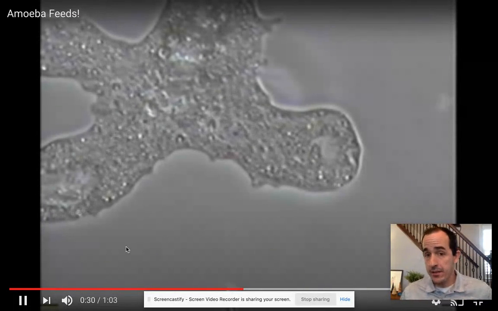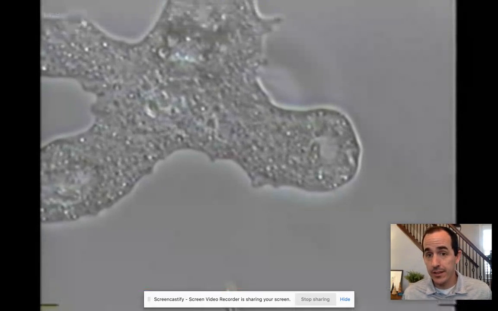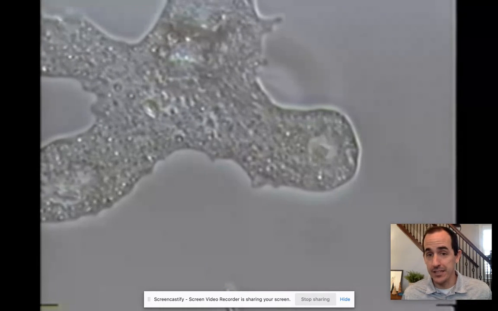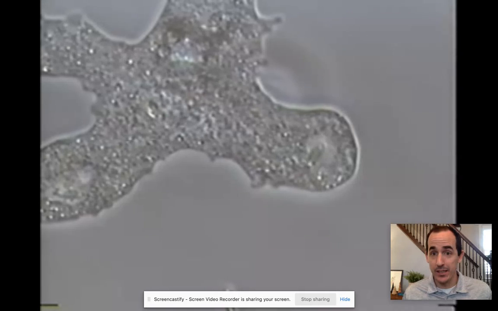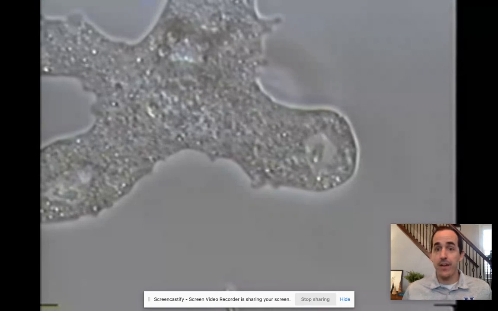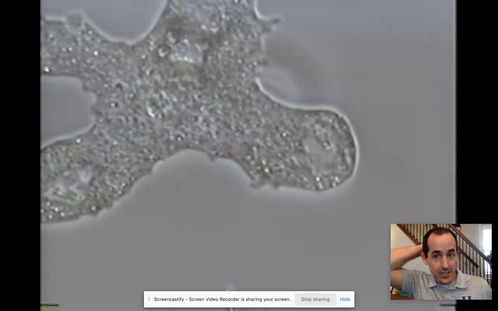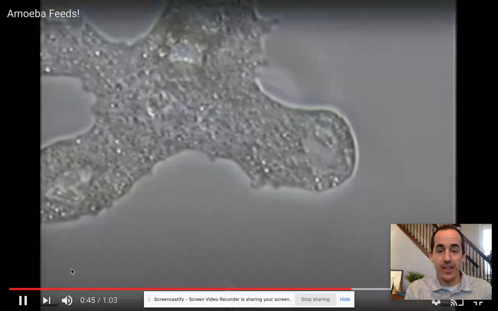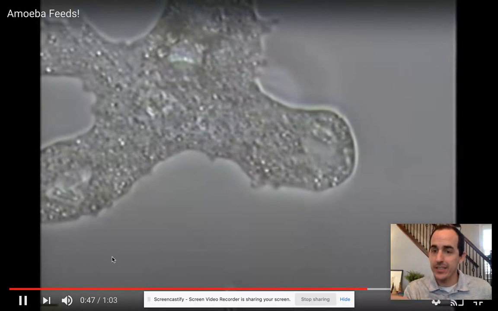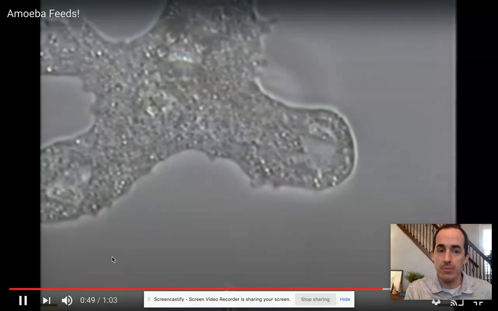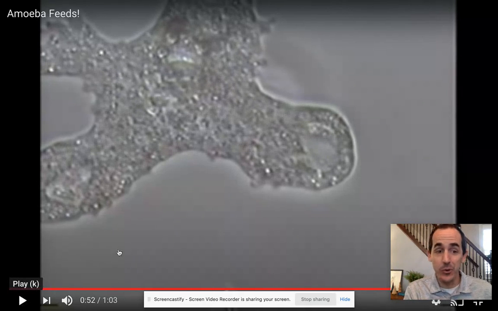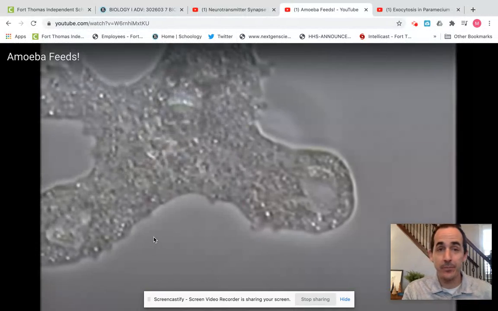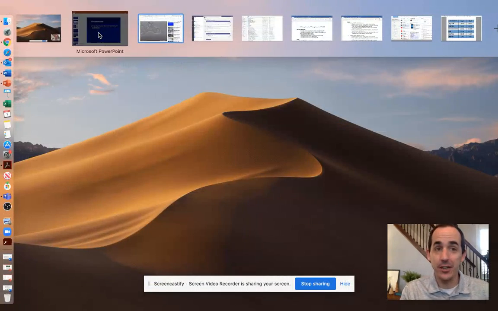But then, it realizes that it's stuck inside of this vesicle, inside an amoeba. So that vesicle will bond with a lysosome. You'll get some digestive enzymes inside that, and then that bacteria will be broken down, and the amoeba will be able to digest it and eat it. How cool is that? Amoeba doing endocytosis.